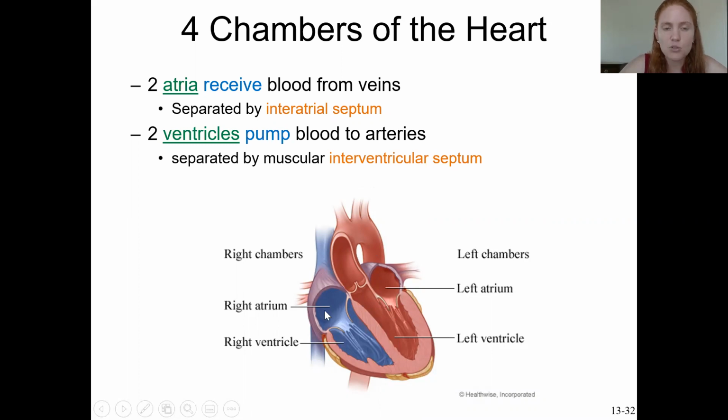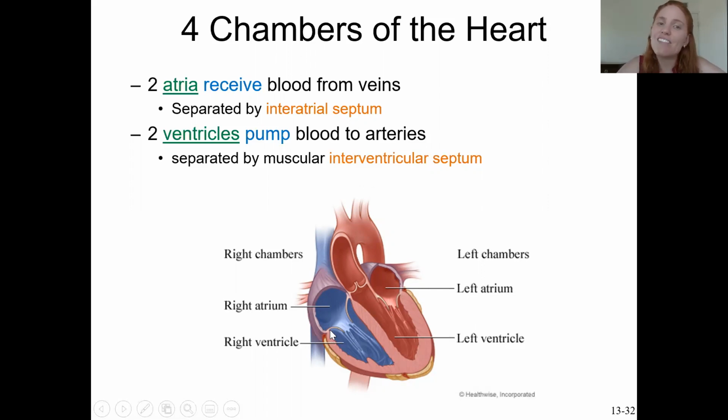So we have the right atrium. Atrium would be the singular version of atria, which is plural. So the right atrium and the left atrium, and then the right ventricle, and then the left ventricle. Now, both of the atria have the same general function.